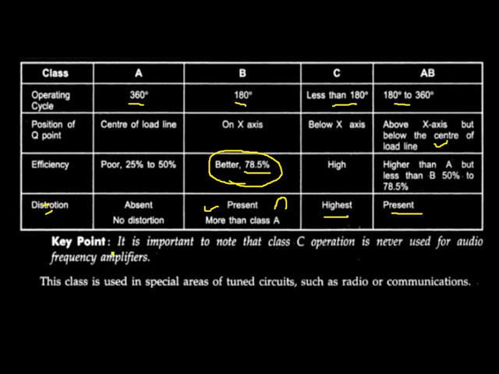So class C operation is never used for audio frequency amplifiers. This is used in special areas of tuned circuits, which is not there in the discussion as far as your syllabus is concerned. So it is used in radio or communications. So with this, I am stopping the discussion on different types of power amplifiers. We'll discuss class A and class B amplifiers in detail in the upcoming lectures.